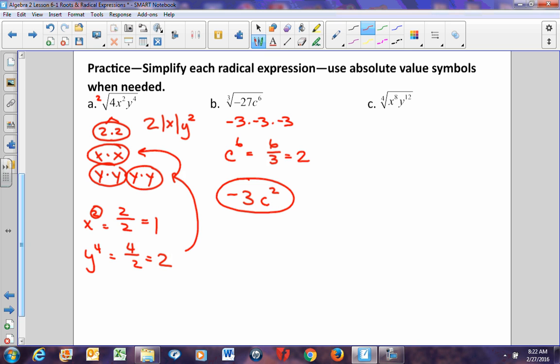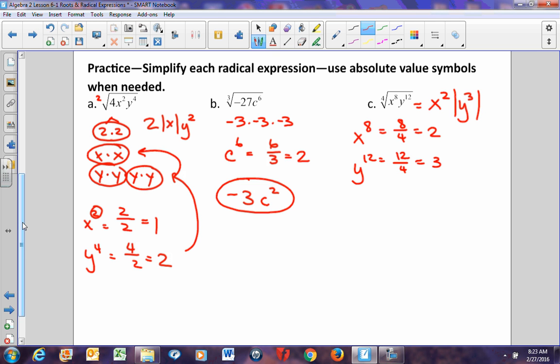Letter C here is the fourth root. There's no numbers, just variables. So I think of this as x to the 8 is going to be 8 divided by 4, so I can take out 2. Y to the 12 is going to be 12 divided by 4, so I can take out 3. So I can take out an x squared, which does not need absolute value symbols because I took an even number out of an even numbered root. But the y to the third does because I took an odd number of variables out of an even numbered root.